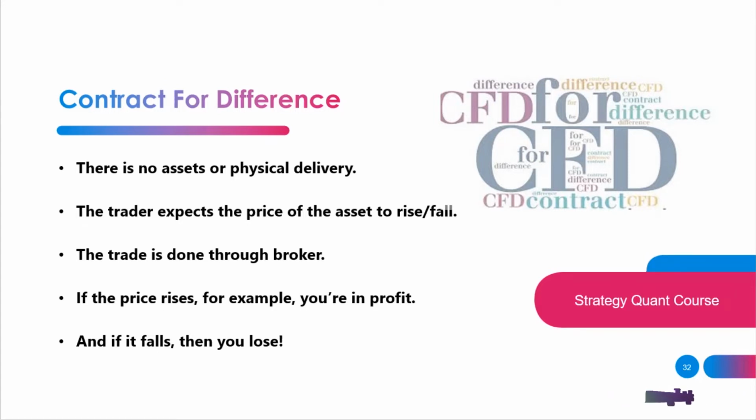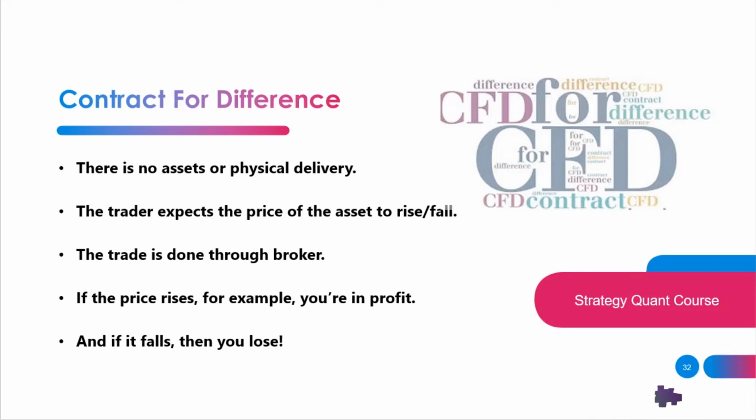First of all, there is no asset or physical delivery here. For example, if you buy any share in TradeStation, you then have the ownership of that share. But if you buy Apple in the CFD manner, for example, at another broker that provides you the CFD of that stock, you are not the owner of the asset.